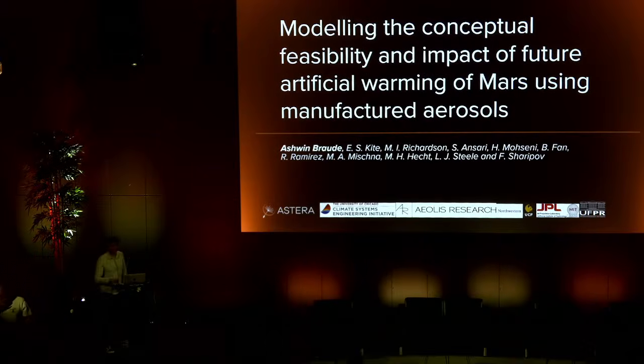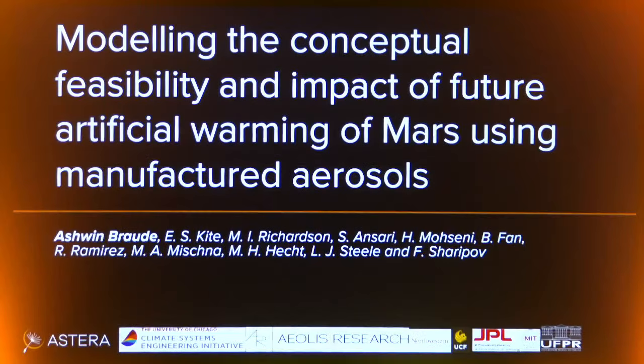Hi everyone, so thank you for making it to the last talk of the day. Today I'm going to talk a little bit more about the climate effect of engineered aerosols on the Martian climate, and specifically I'm going to be looking at the distribution of the increase in surface temperatures, as well as the effect on surface ice redistribution, and also the effect on the latitudinal dependent mantle stability.